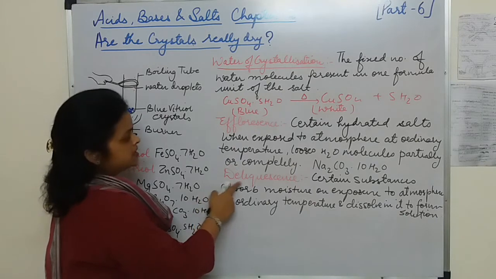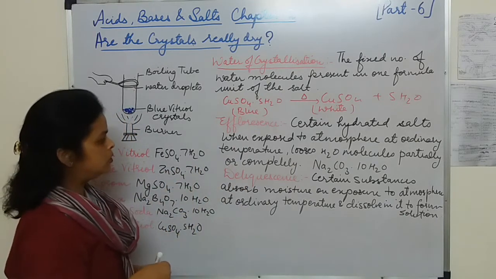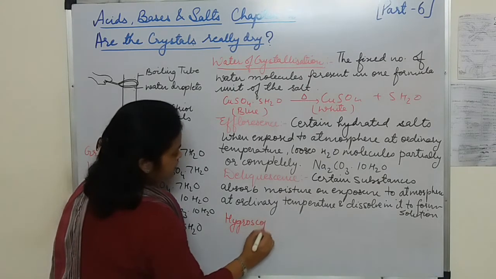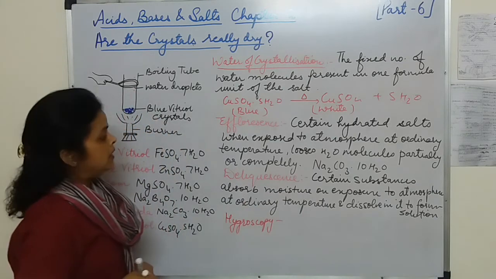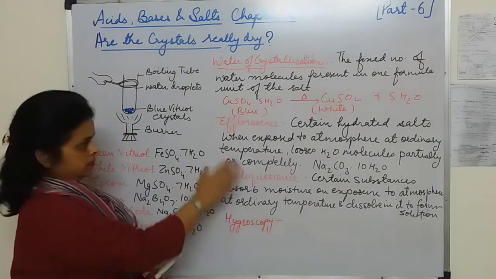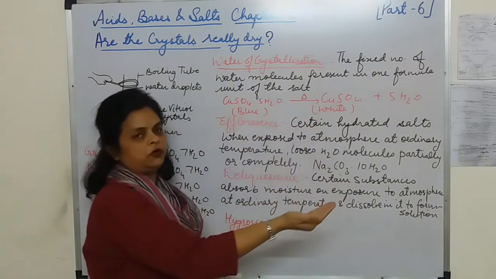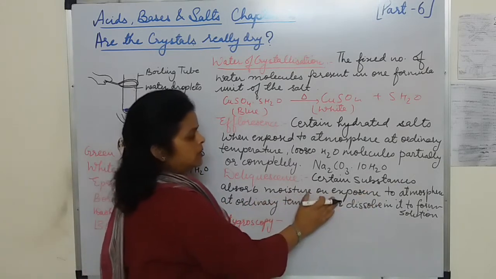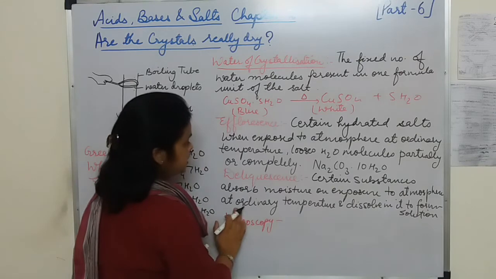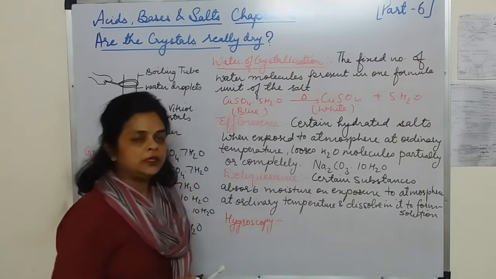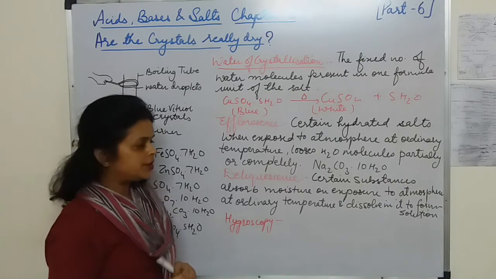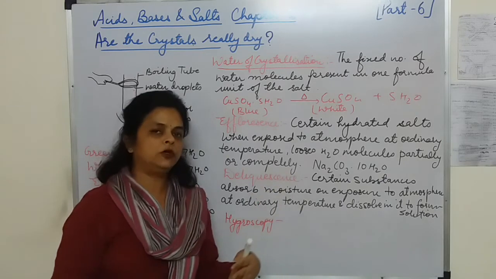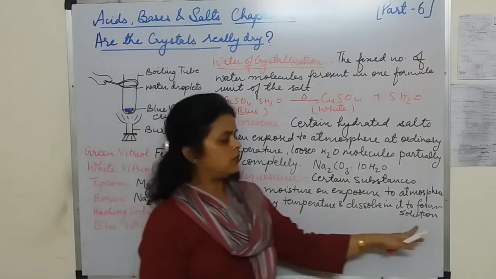Okay. Now the next one is deliquescence, and one more term will be hygroscopy. Now what is deliquescence? Opposite to this, where salts give out water molecules, here certain substances absorb moisture on exposure to the atmosphere at ordinary temperature. That means when they are kept exposed to the atmosphere at ordinary temperature, they absorb moisture, and along with that water absorbed, they dissolve in it and form a solution.